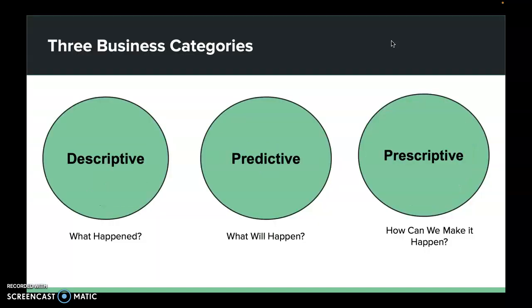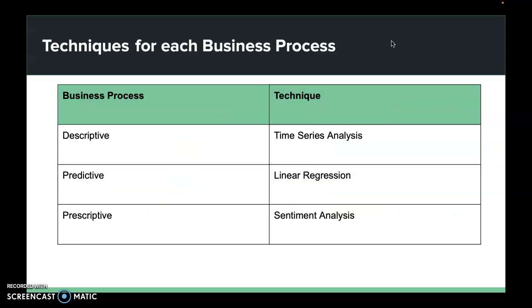So this goes into the 3 main categories, being descriptive, which is what happened, predictive, which is what will happen, and then prescriptive, which talks about how we can make it happen. So from there are 3 techniques that are used for each of the business processes. So for descriptive, you use time series analysis. For the predictive processes, you use linear regression. And then for prescriptive, you use sentiment analysis.